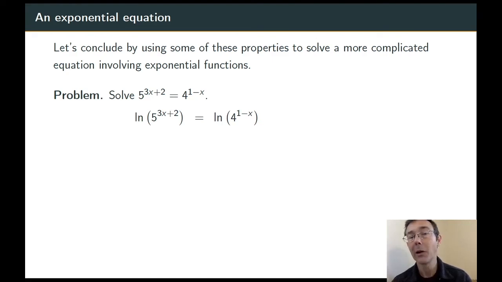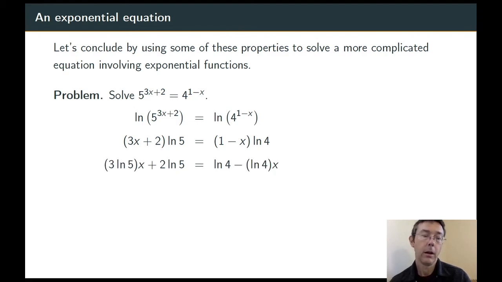This is helpful because now I can use a logarithm property to bring those exponents outside. (3x plus 2) times the natural log of 5 equals (1 minus x) times the natural log of 4. A bit of a mess, but if you remember that the natural log of 5 and the natural log of 4 are both just numbers, the way to proceed is fairly clear. You're going to FOIL those numbers through. On the left-hand side, I get 3x ln of 5 plus 2 ln of 5. And on the right-hand side, ln of 4 minus x ln of 4.